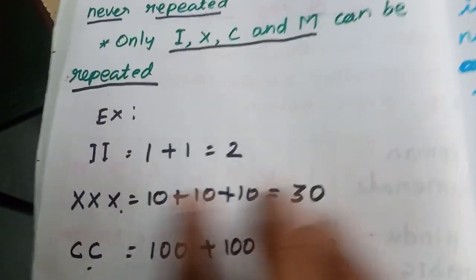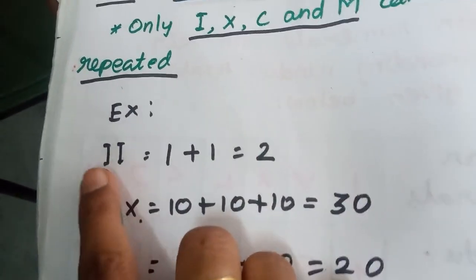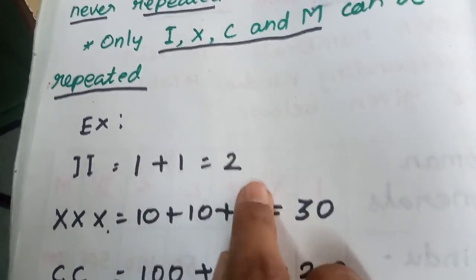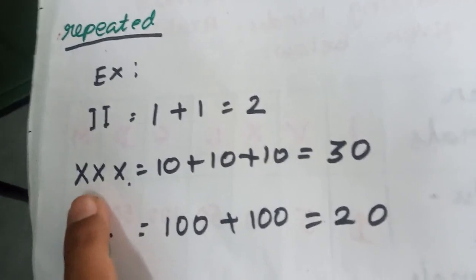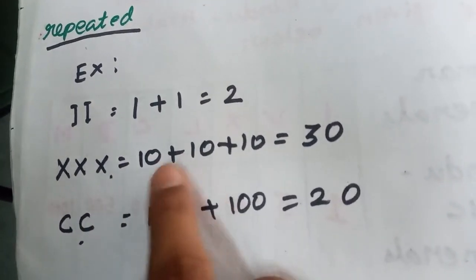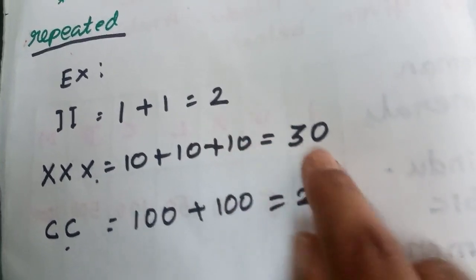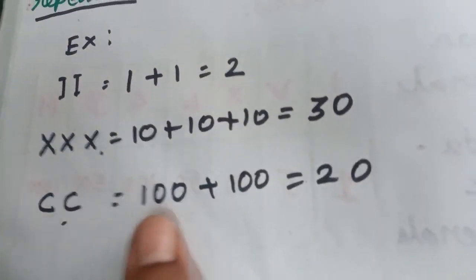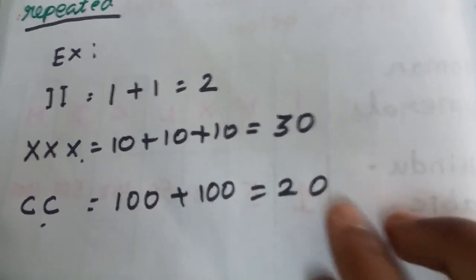Okay, so see that example. I is represented as 1. So how many ones? 1 plus 1, 2. Next, X represents 10. So how many tens are represented? 10 plus 10 plus 10, 30 is the answer. So C represents 100. So 100 plus 100 equals 200.